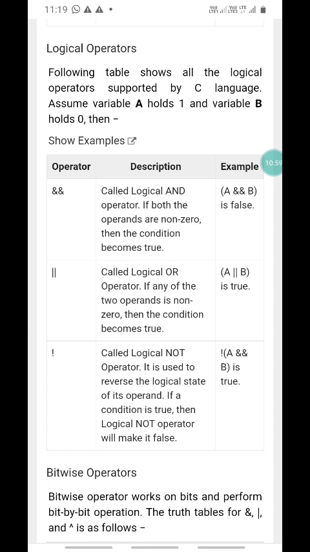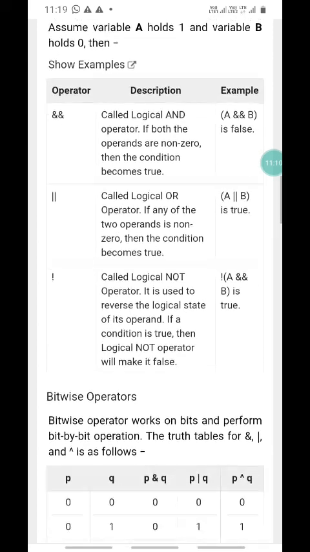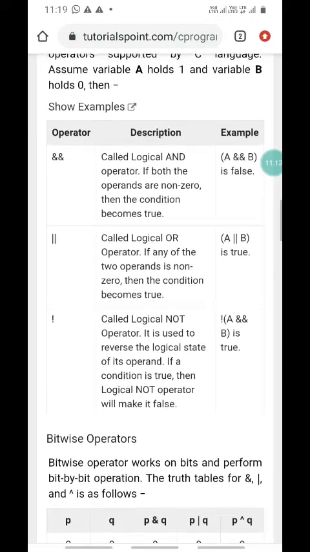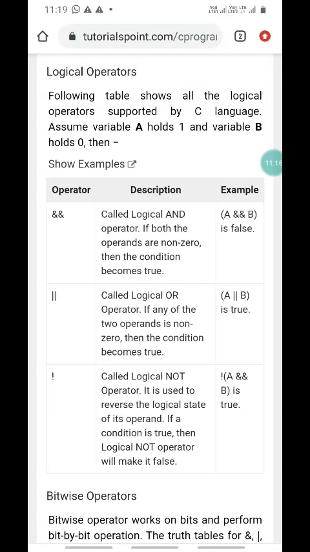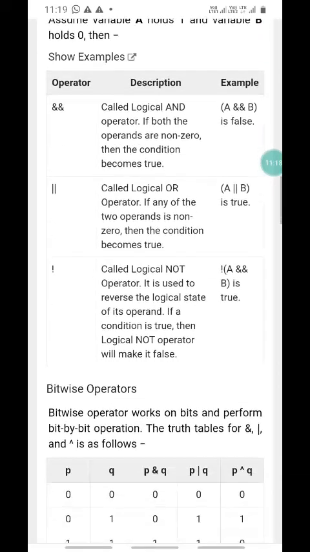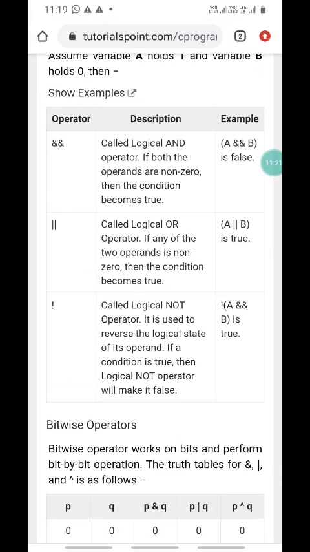Students, I am giving you the truth table of the above operators, that is the logical AND operator, logical OR operator, and logical NOT operator. So this is the truth table. Then next is the logical OR operator. If any of the two operands is non-zero, then the condition becomes true. This is the condition: a logical OR b. This is true.